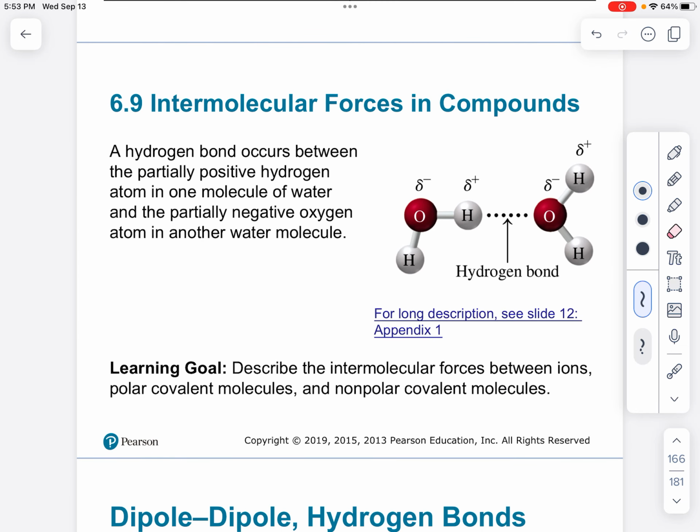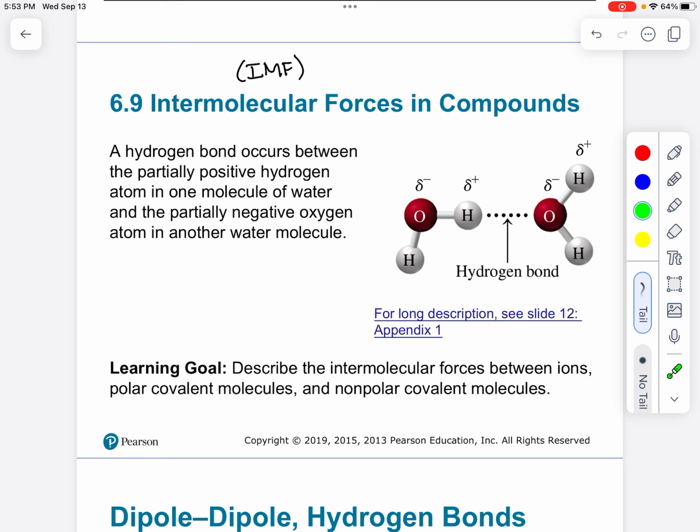Okay, IMFs. Intermolecular forces. You're going to hear me say IMF a lot. These are attractive forces between molecules. And so if we're looking at this, here we have a covalent bond, a covalent bond, a covalent bond. Those are not IMFs. IMFs are the interactions between molecules. So these are non-covalent interactions, and they're usually indicated with dotted lines, especially hydrogen bonds.